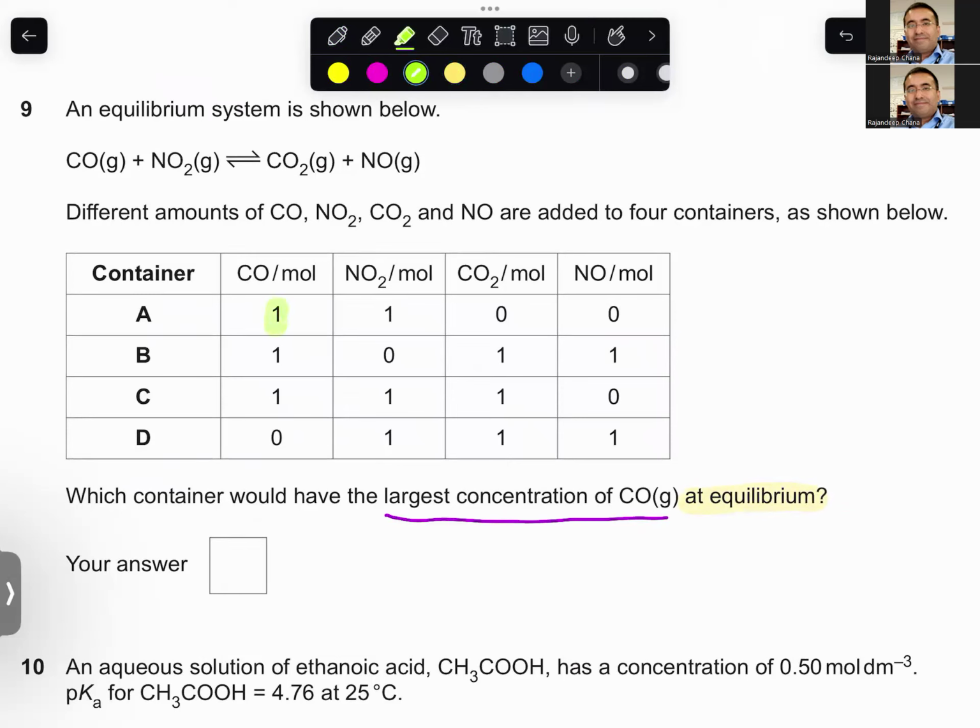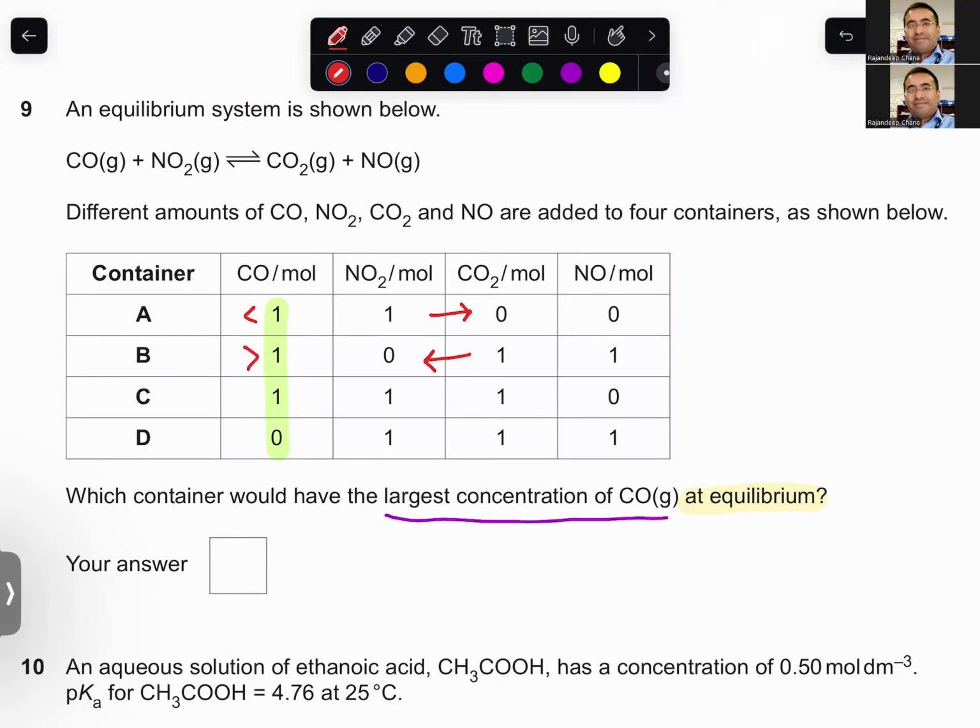You see, pay careful attention to this. In container A, when we add all of these, because there's no products, there's going to be a tendency for the equilibrium to shift to the right. If you shift to the right, it's going to be less than 1 mole left in the container. If you look at B, there's 0 nitrogen dioxide. So the tendency of the mixture is going to be to move to make some nitrogen dioxide. And that's going to end up giving you greater than 1.